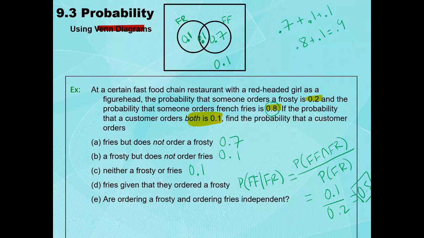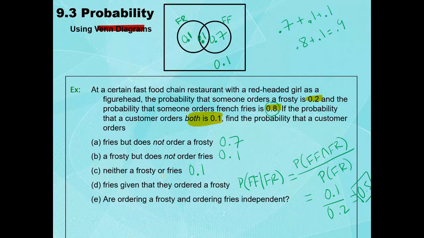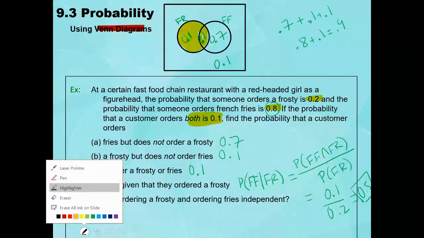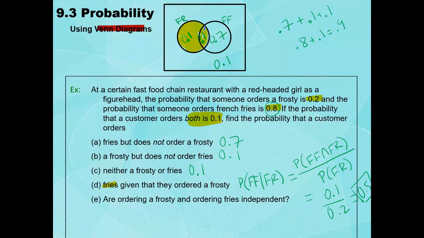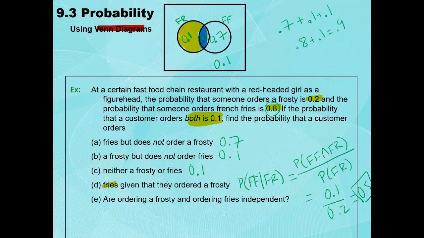Right? So the probability of their intersection, you can focus in here. I regret my colors so much. I want to know what's the probability they got fries given that they got a Frosty. So out of all of these people that got a Frosty, out of those 20% that got a Frosty, these people also got French fries, right? So it's 0.1 out of 0.2. So 50% of them, half of them, there's a 50% chance that they also got fries.